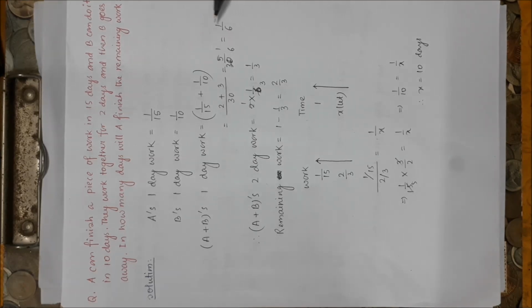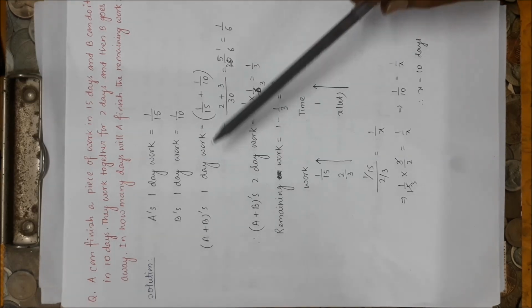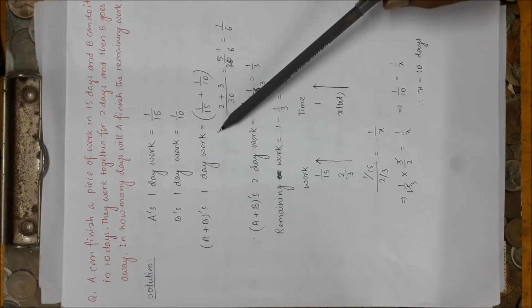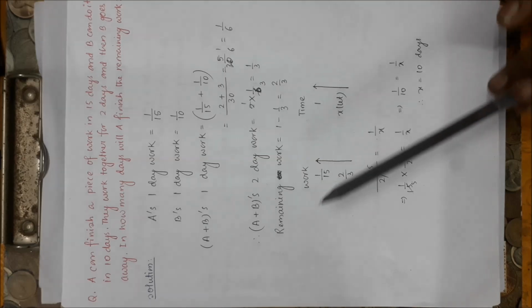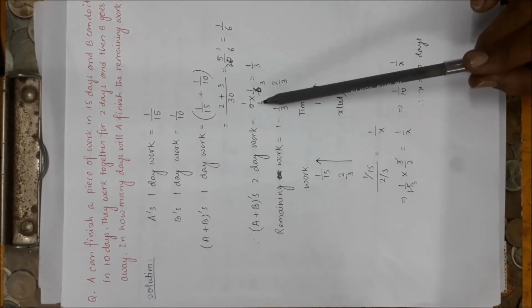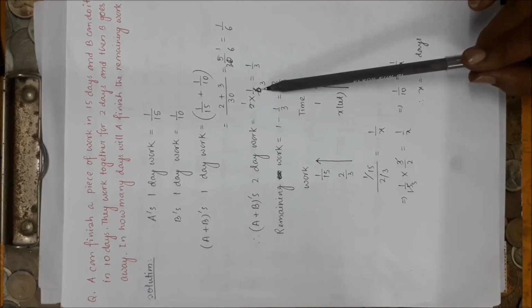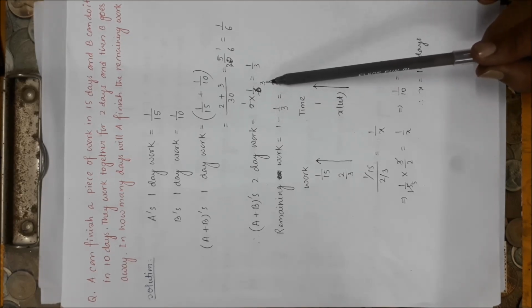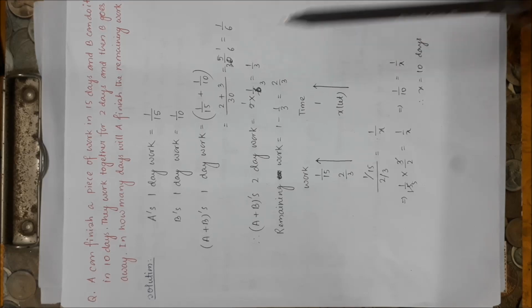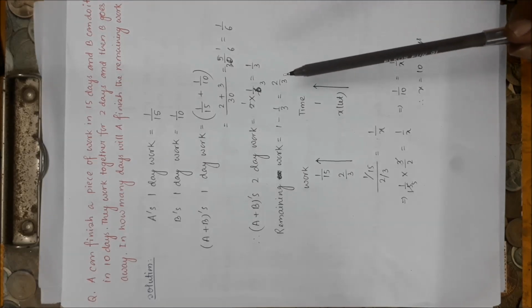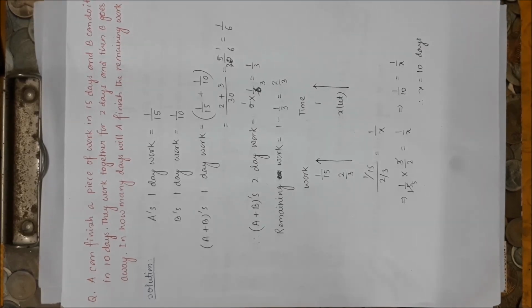That means if A and B work together for 1 day, they will finish 1 by 6 part of the work. Therefore, in 2 days, they will finish 2 into 1 by 6. So 2 ones are 2, 2 threes are 6. That means in 2 days, they together finished 1 by 3 part of the work. So remaining work is equal to 1 minus 1 by 3, which is equal to 2 by 3.